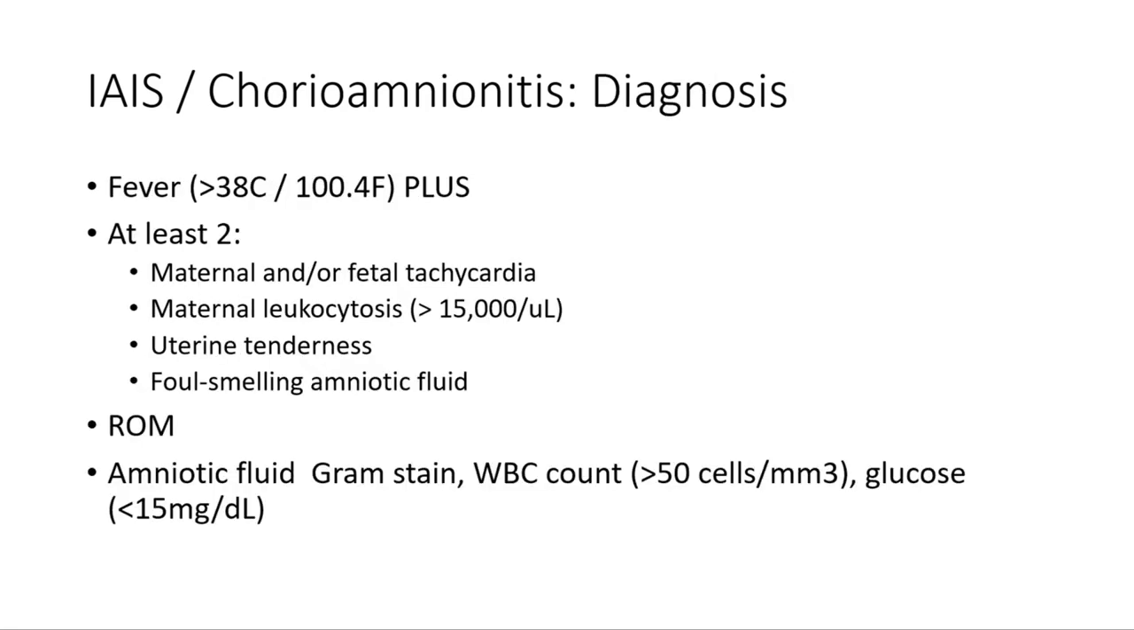So how do you diagnose? As infectious disease consultants, we will always get called for fevers, but for the most part, this is very well managed by our OB colleagues. You'll see later where our expertise comes in, where we usually get consulted. The diagnosis is pregnant ladies undergoing labor with a fever plus at least two of these categories: maternal or fetal tachycardia, leukocytosis more than 15,000, uterine tenderness, and foul-smelling amniotic fluid. In somebody who's already had rupture of membrane prior to coming into the hospital, there are also diagnostic criteria where you can test the amniotic fluid itself, gram stain it, and look for white blood cells and glucose.